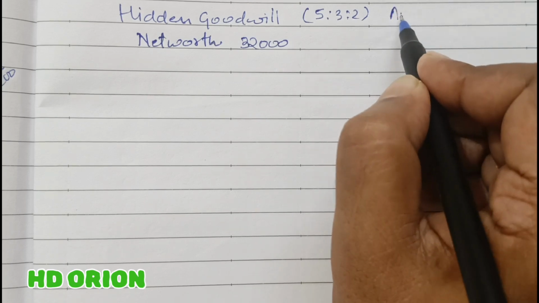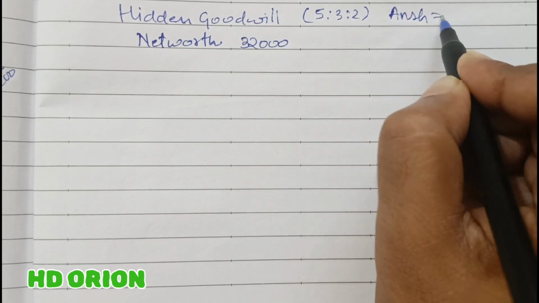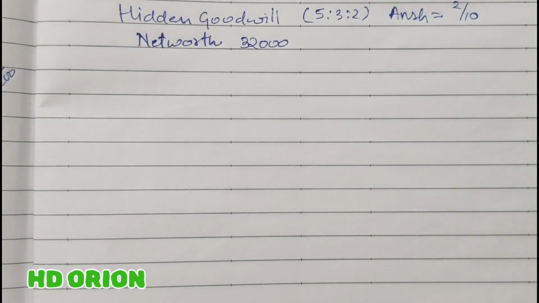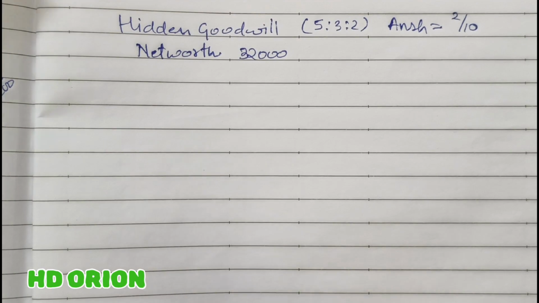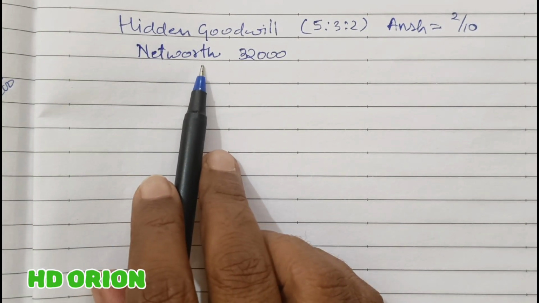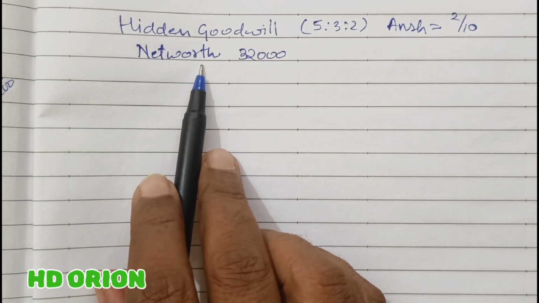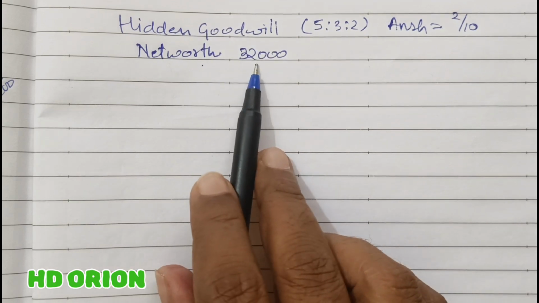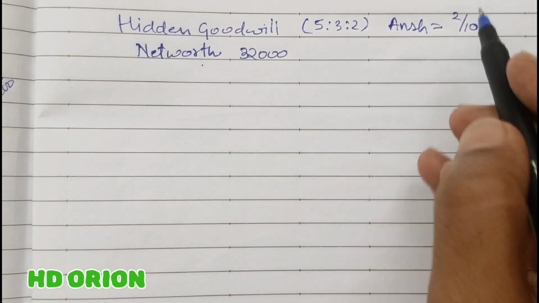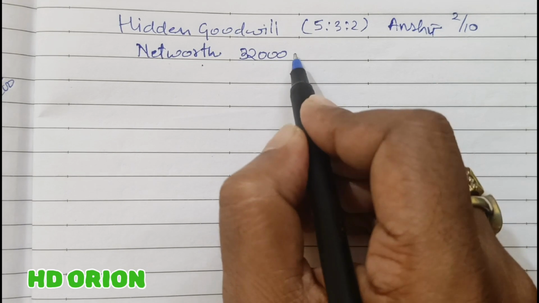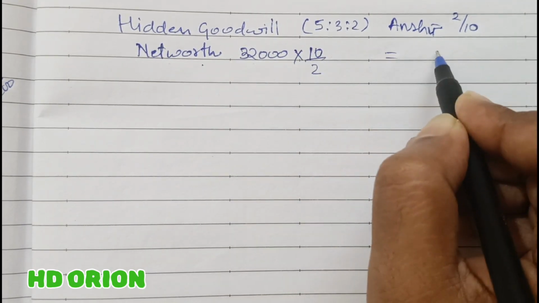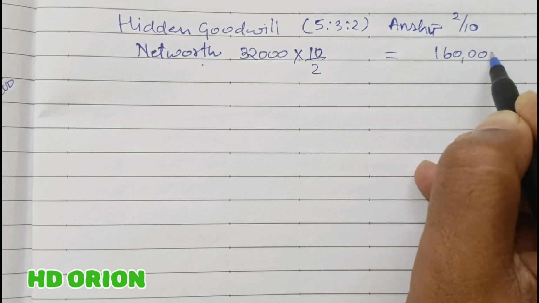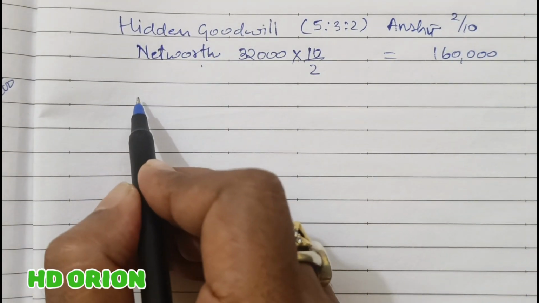Anshu. Okay. Anshu's portion is how much? 2/10. Anshu's portion is 2/10. And what will we do? To calculate the actual net worth of the new firm, capital brought by Anshu multiplied by the reciprocal of his share, that is 10/2. So it is how much? Rupees 1,60,000. And now the actual net worth.